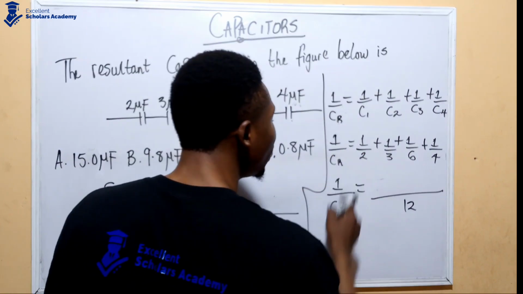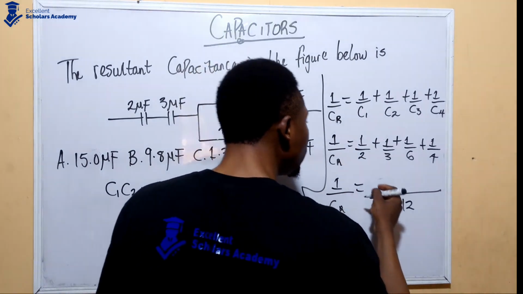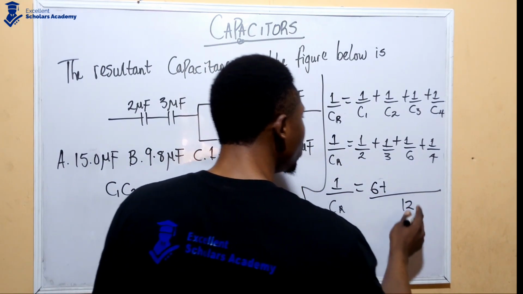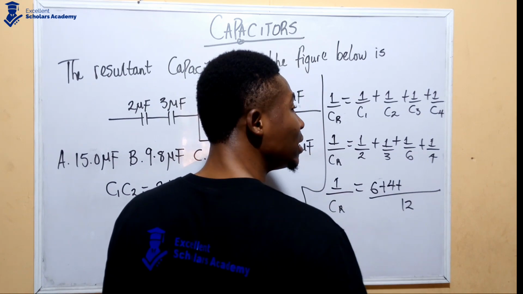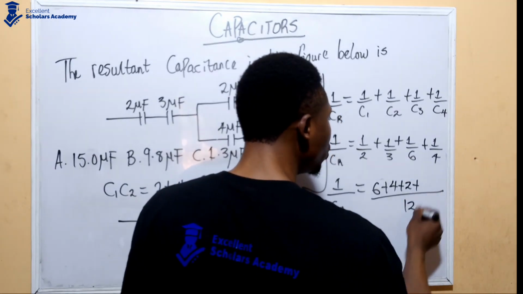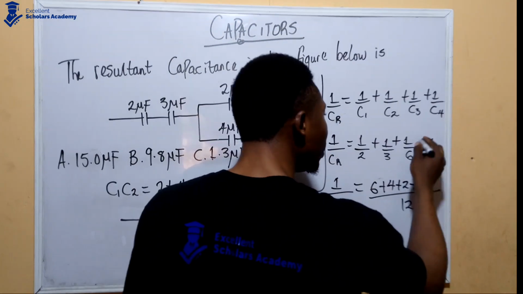12. 12 divided by 2 is 6. 6 multiplied by 1, that gives us 6. Plus 12 divided by 3, that gives us 4. 4 times 1, that gives us 4. Plus 12 divided by 6, that gives us 2. 2 times 1, that's 2. Plus 12 divided by 4, that gives us 3. 3 times 1, that's 3.